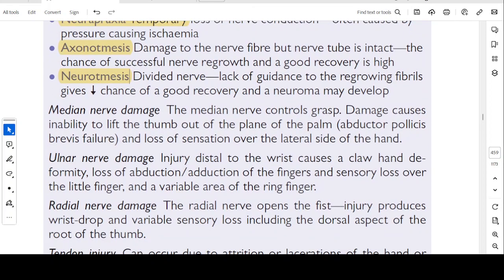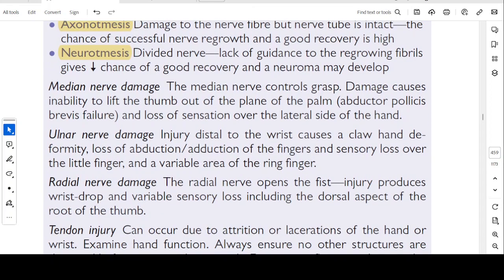Median nerve damage. The median nerve controls the grasp. Damage causes inability to lift the thumb out of the plane of the palm, abductor pollicis brevis failure, and loss of sensation over the lateral side of the hand. Ulnar nerve damage. Injury distal to the wrist causes a claw hand deformity, loss of abduction and adduction of the fingers, and sensory loss over the little finger and a variable area of the ring finger.